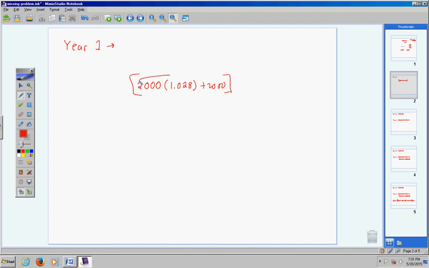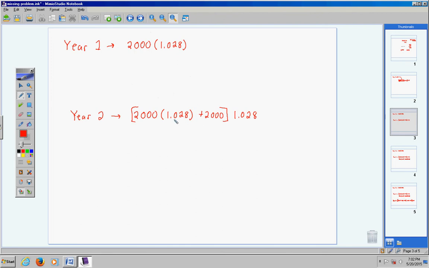This is in the bank from year 1. Plus your mom or dad put 2,000 more into it, and this whole group gets multiplied by 1.028. So it would look like this. There it is. 2,000 brought this down right here. 2,000 times this plus 2,000 times this.